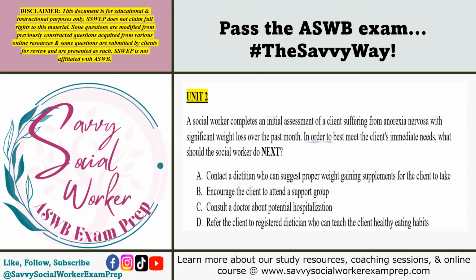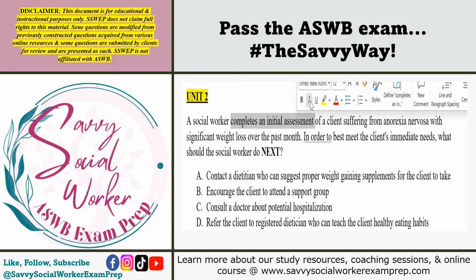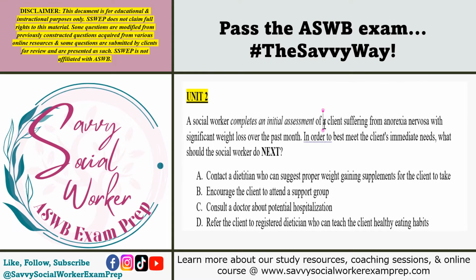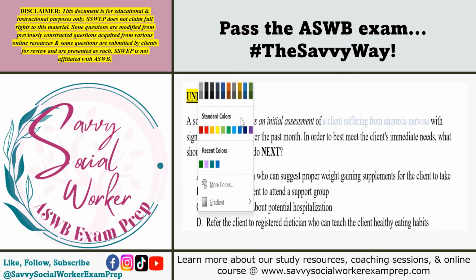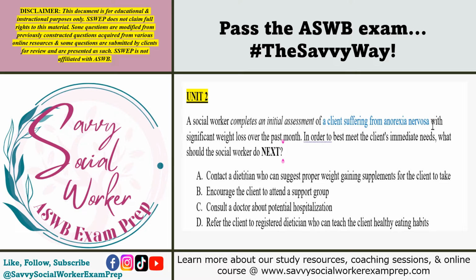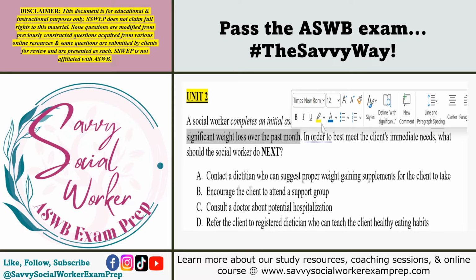A social worker completes an initial assessment of a client suffering from anorexia nervosa with significant weight loss over the past month. In order to best meet the client's immediate needs, what should the social worker do next? Okay, so it tells me that I am completing an initial assessment, so that lets me know I'm in the beginning phases of the helping process with this client. So my presenting problem is that this client is suffering from anorexia nervosa, because that's why the client is there, and then the client also has significant weight loss over the past month.